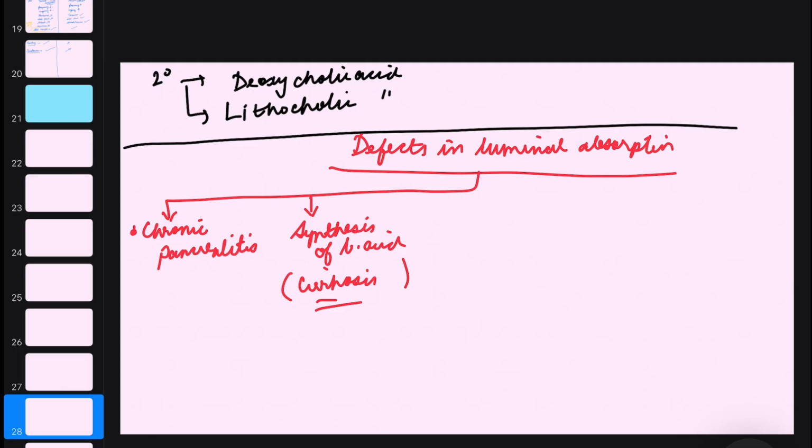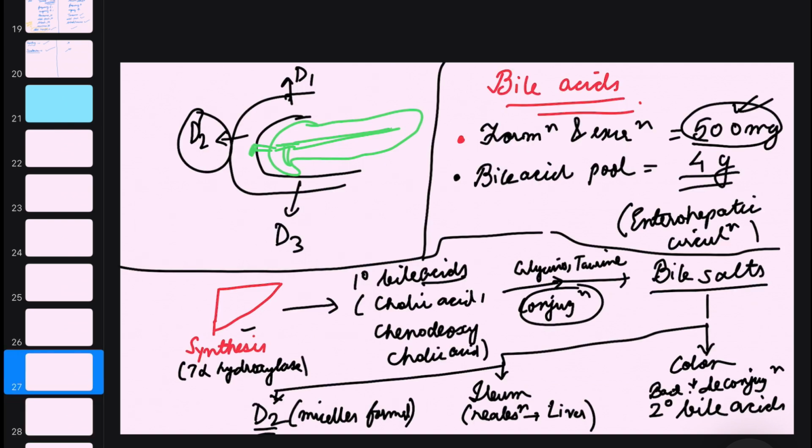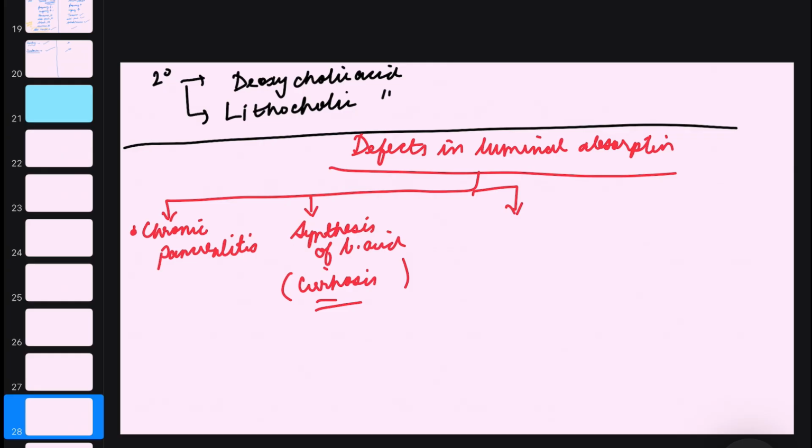Second, very interesting. Let's go back here. There was a problem in synthesis. We already talked about that. Now, what was happening to the bile salts after they were formed? They were coming to the D2, duodenum. How were they coming to the duodenum? They were coming by the bile duct. We know this. This is basic anatomical knowledge. So suppose there is a problem in the bile duct. What is that? There is a problem in the transportation.